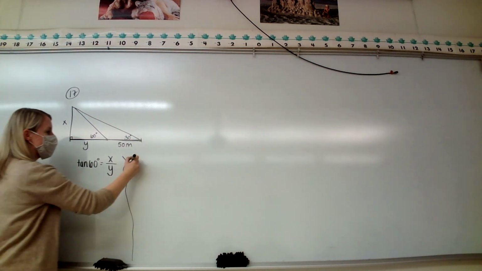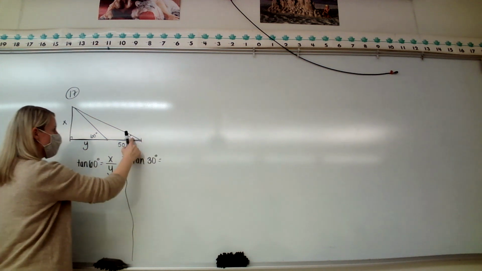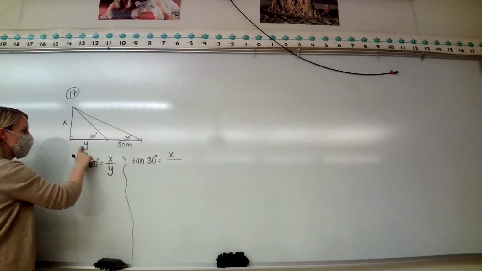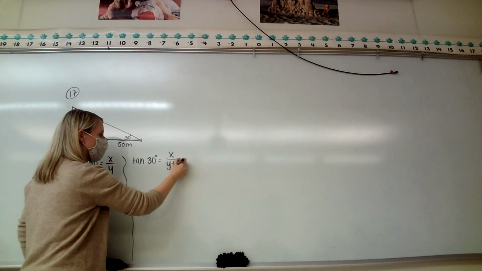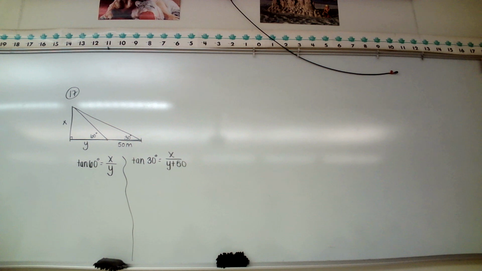So I would say that tangent of 30 degrees equals opposite over adjacent, and the adjacent I'm going to just write as y plus 50. Okay, so I'm just going to pause for a second. I'll give you a second to get caught up if you need it.